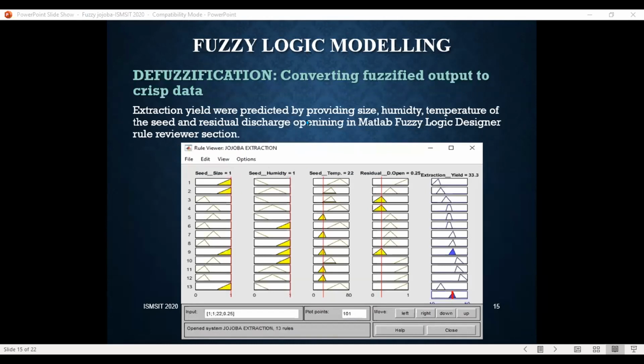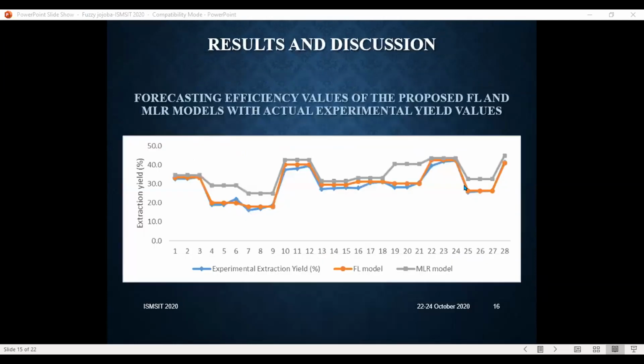In the fuzzy logic designer of Matlab, in the rule viewer section, you see the seed size, and you put in your own values, and you get the result here at the end. For example, for whole seed size, high humidity, low temperature, and a residual opening of only 1/4 size, the extraction yield was 33.3.